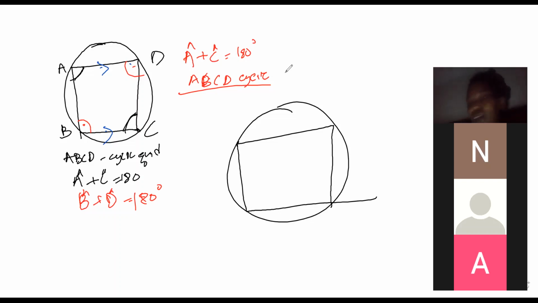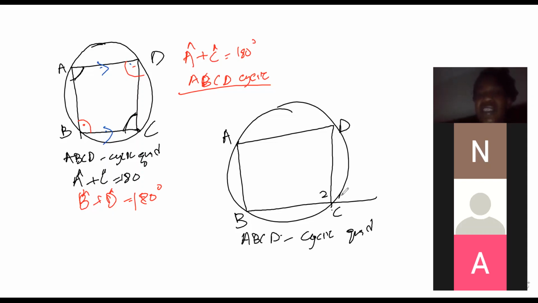Okay. The next one, we've got A, B, C, D, 1 and 2. This one, you are given that ABCD is a cyclic quad. Okay. If ABCD is a cyclic quad, therefore C1, this is C1, exterior angle of a cyclic quad is equal to interior opposite angle.